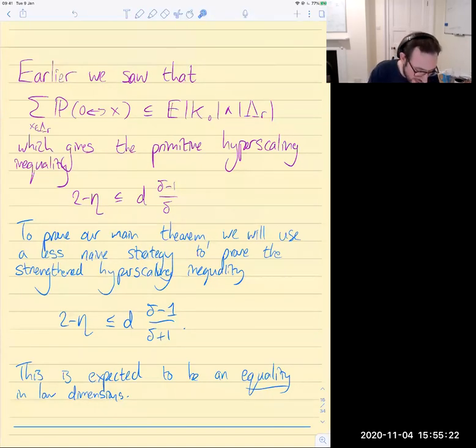So we saw earlier this very primitive idea that we can always bound the sum of the two-point function by the expectation of the minimum, right? And this gave us this thing where if we assumed that we have some power law tail bound on the volume, then we get some bound on the two-point function, at least the average one. And you can think of this as giving you this primitive hyperscaling inequality here.